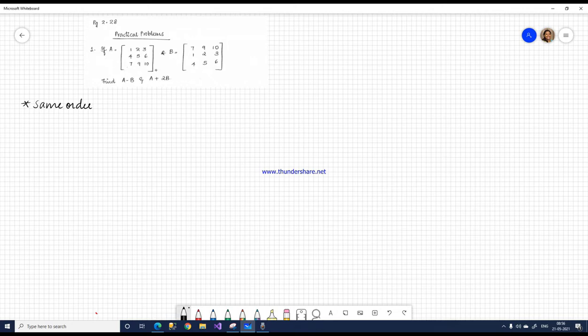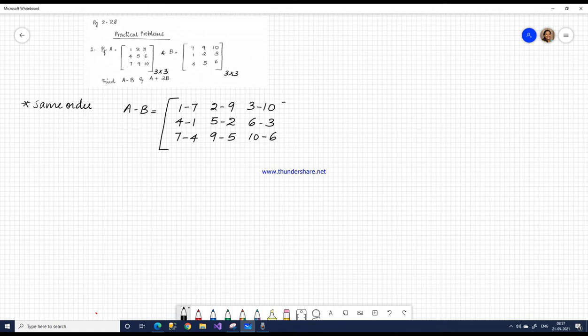So this is a 3 by 3 matrix, and B is also a 3 by 3 matrix. So you can find A minus B. Let's compute A minus B. So A minus B is equal to 1 minus 7, 2 minus 9, 3 minus 10 and 4 minus 1, 5 minus 2, 6 minus 3, 7 minus 4, 9 minus 5, 10 minus 6.